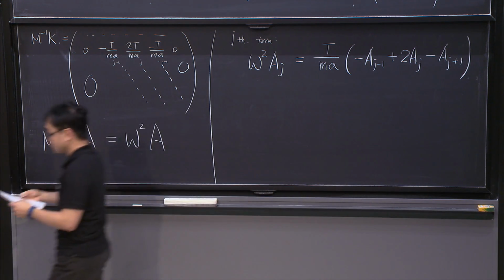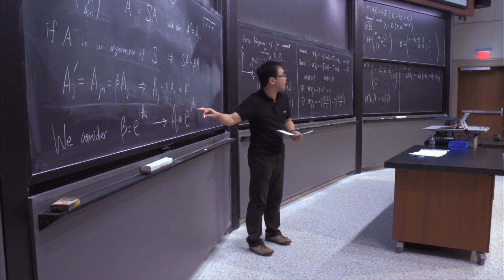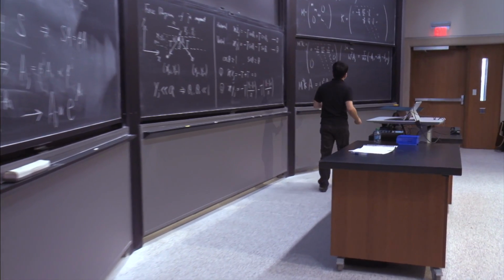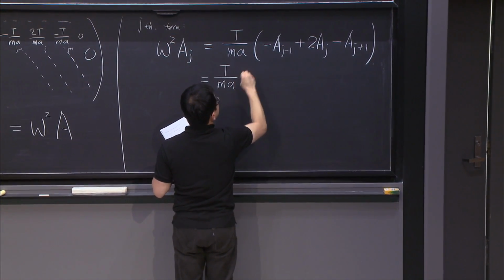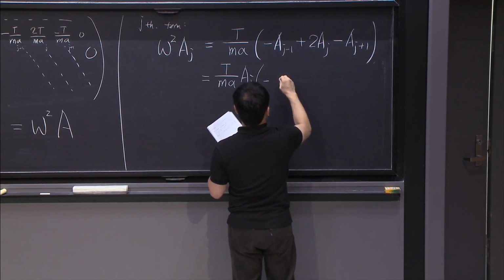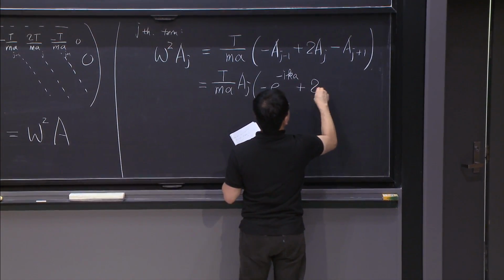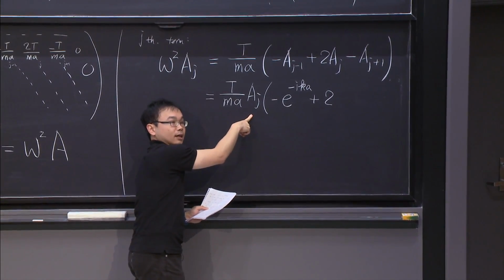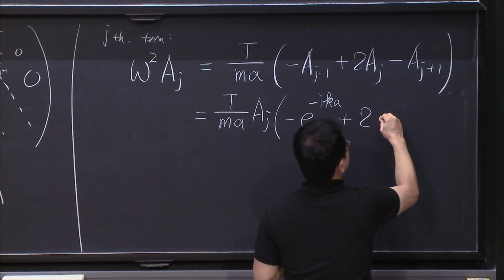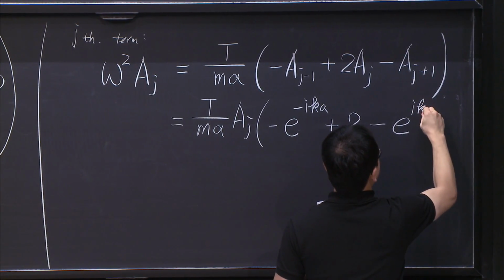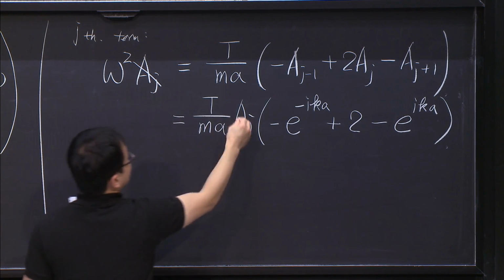And we also know that AJ is proportional to exponential ijka, right? Therefore, I can take AJ out of this bracket, and basically I get T over MA times AJ times (minus exponential minus IKA plus 2, minus exponential IKA). Now I actually can cancel AJ.